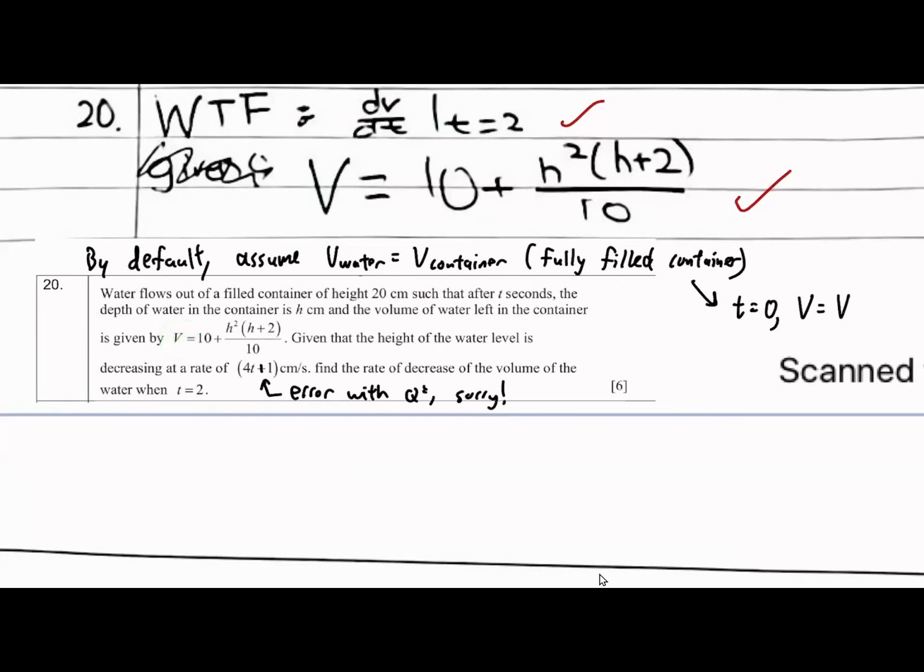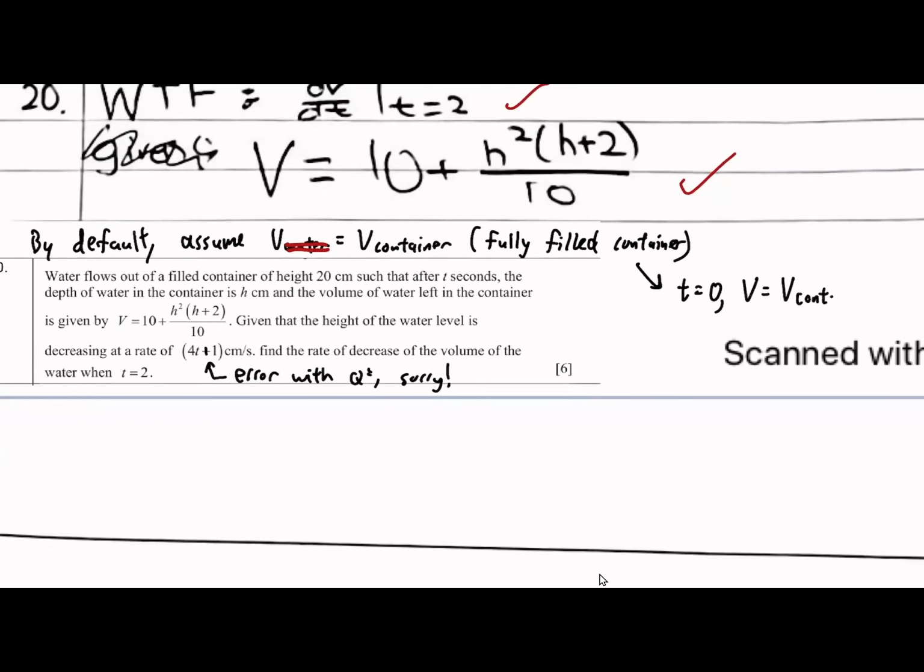This V over here represents the volume of the water so far, right? So maybe I shouldn't put water here. I'll just remove this water. At t equals 0, the volume of water must be equal to the volume of the container. Do you agree with this so far? Yes, fully filled. But what else did they tell you about the volume of the water? It equals 10 plus whatever thing in terms of H, and the H refers to the depth of water, the height of the water.